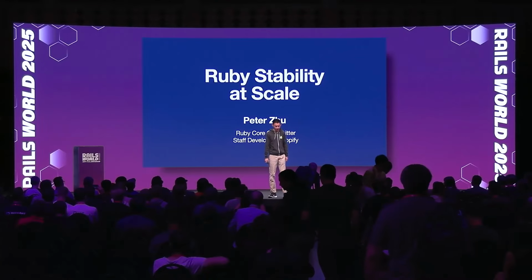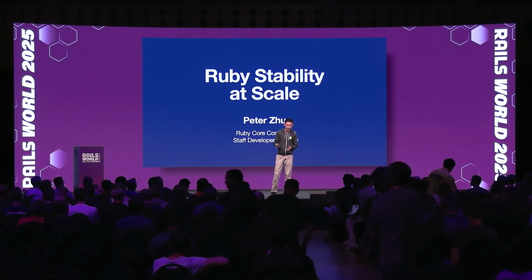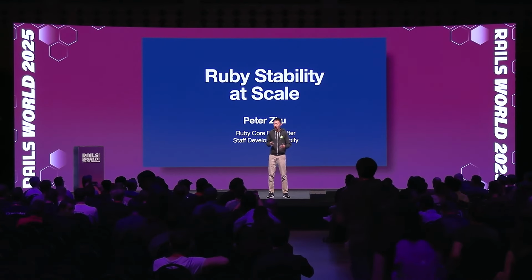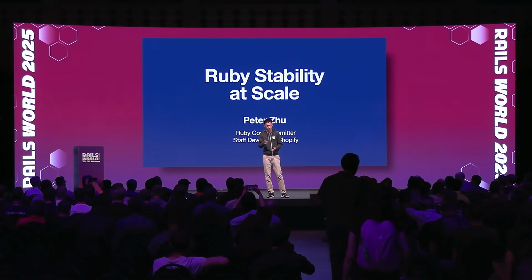Infrastructure is a top priority at Shopify, and I am sure it is at your company as well. It is important to prevent outages, to prevent data corruption, and ultimately to have a good user experience. In this talk, I'll be covering some ways to prevent and respond to instability in Ruby.